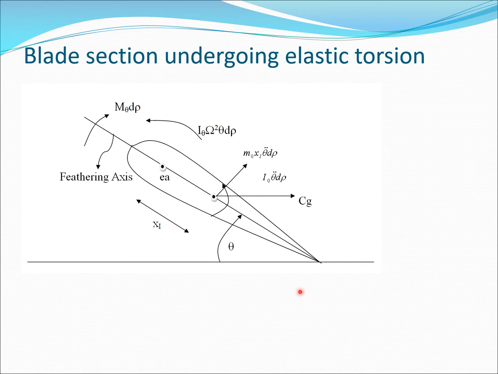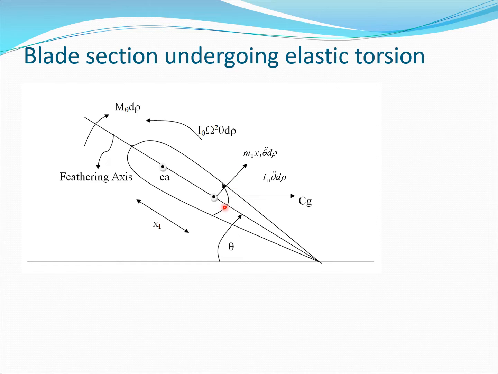So let's look at the airfoil section. So you can see the EA here, the CG here. The distance between the EA and the CG is given by x subscript I. This is the angle theta. Now there are certain forces which are going to act on this section if we are only considering the torsional motion. So one is the propeller moment, that is around EA. So that is I theta Omega squared theta d rho.